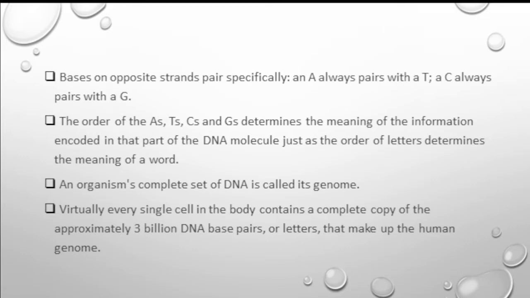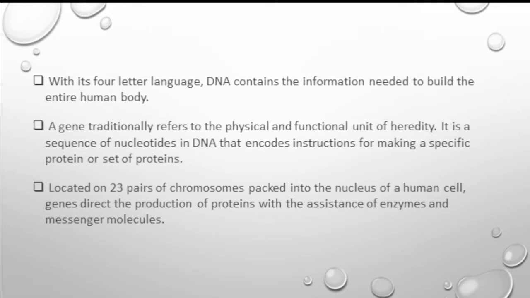An organism's complete set of DNA is called its genome. Virtually every single cell in the body contains a complete copy of the approximately 3 billion DNA base pairs, or letters, that make up the human genome. So literally, each and every cell of the human body is capable of providing the complete information that is required for constructing the individual or the organism. With its four-letter language, DNA contains the information needed to build the entire human body.